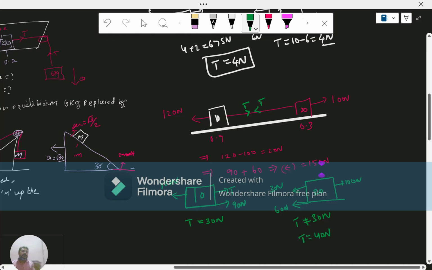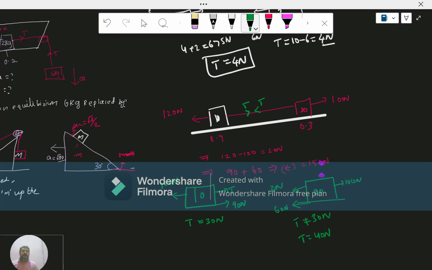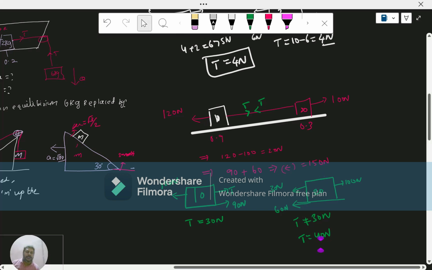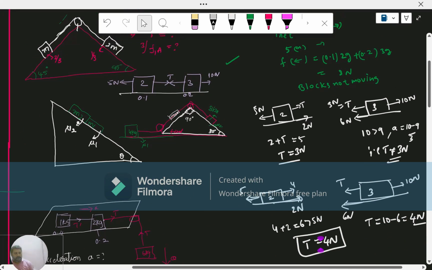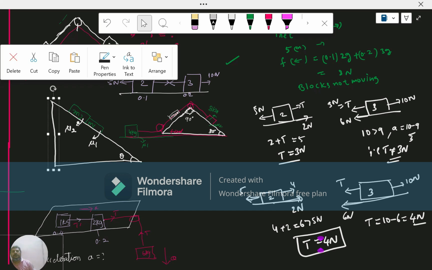Similarly, that one also I have to find out, right? To find the tension in the string in these cases, this is one. Now we come to another model of the problem, which is very, very important. On the incline, two masses are there, M1 and M2.